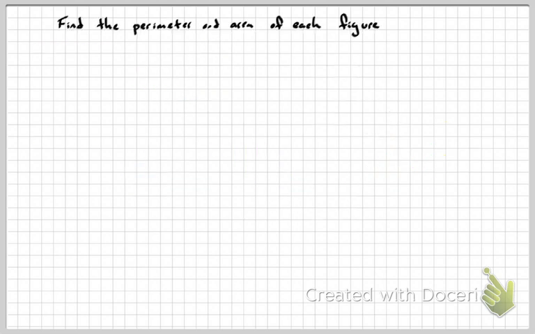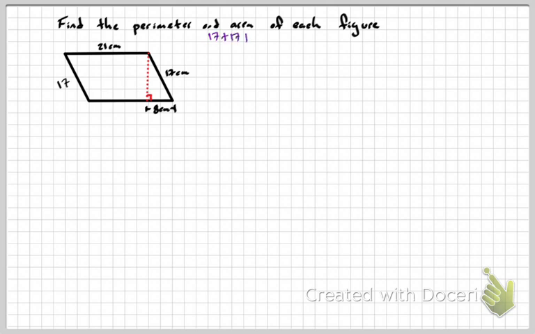So let's do a couple of different example problems. This one says, find the perimeter and area of each figure. In this case, if it looks like a parallelogram, let's just assume it is a parallelogram. That would mean that this right here is 17, and we know opposite sides are parallel and congruent. So our perimeter would be 17 plus 17 plus, the top and bottom are both the same length, 21 plus 21. So my perimeter is 17 plus 17 plus 21 plus 21, which is 76 centimeters.